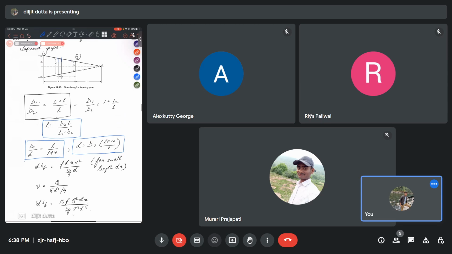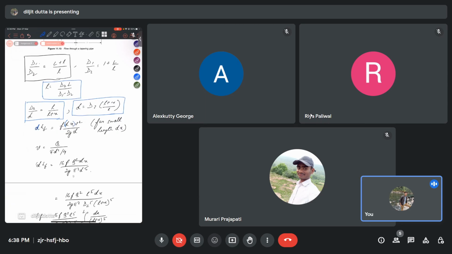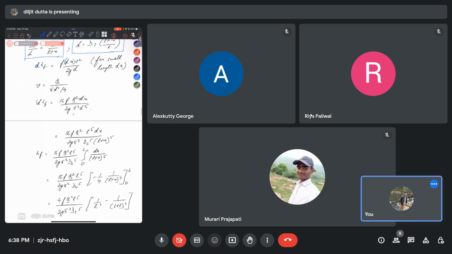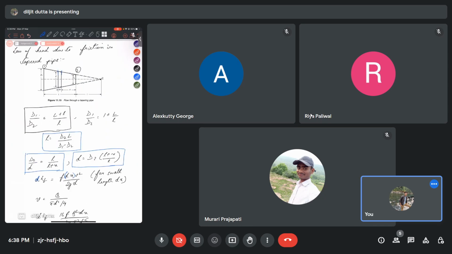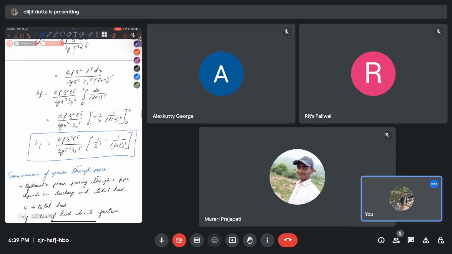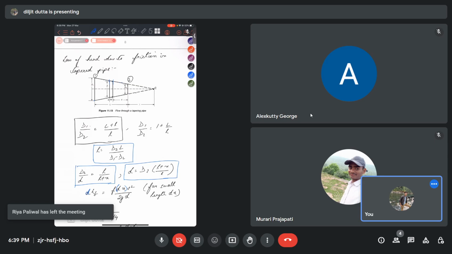Now for a small length dx, the friction loss, d of hf, will be f L v square by 2g d. What will be L? L will be dx, since we are taking a small cross section. Now again v is equal to q by area, where area is pi d square by 4, so we will substitute v square in terms of q square. So we will get this formula, and now we can integrate from 0 to L, that is from 0 to distance L, and we can get the total head loss. So the total head loss is given by this formula in case of a tapered pipe. The main funda here is that you will have to remember that there will be continuous variation in the head loss, so we will always have to integrate the value between the two sections.